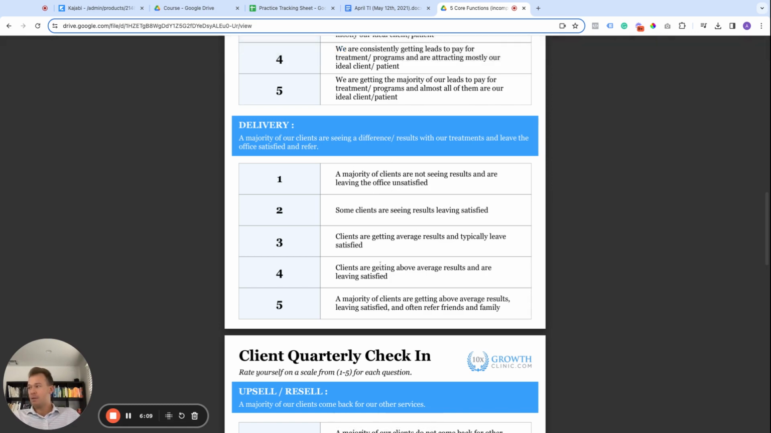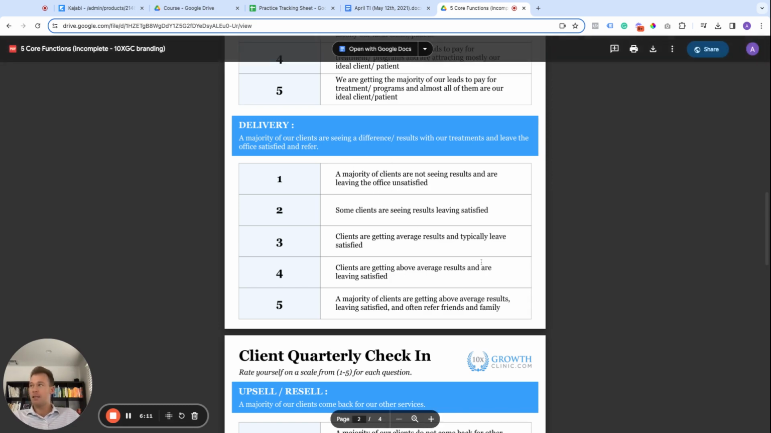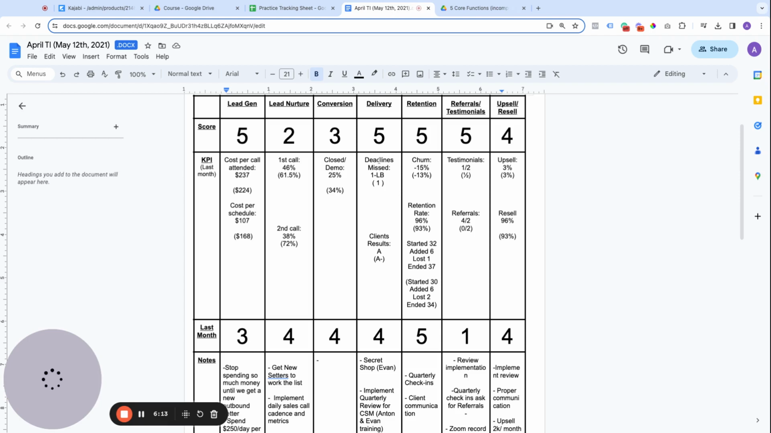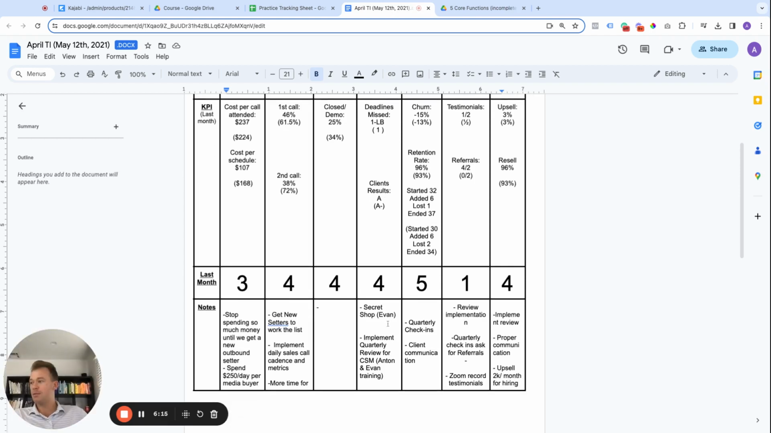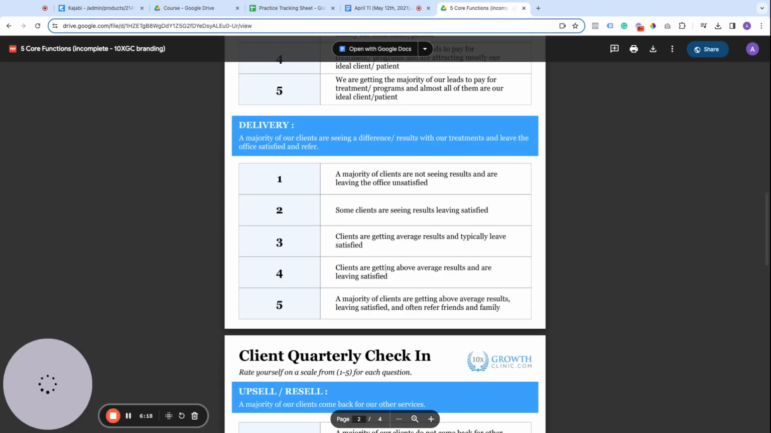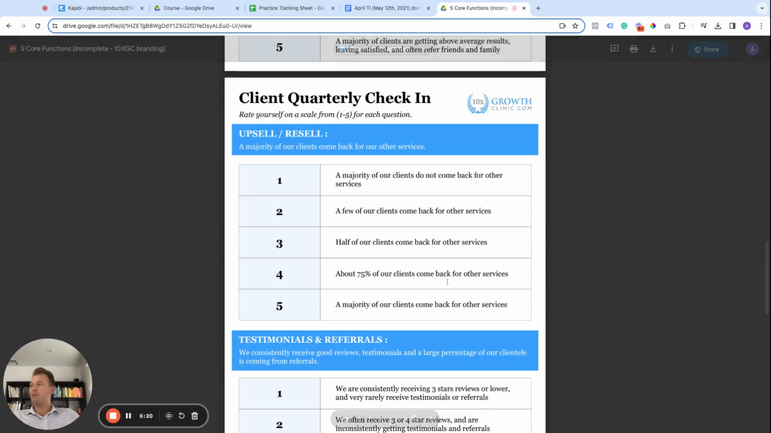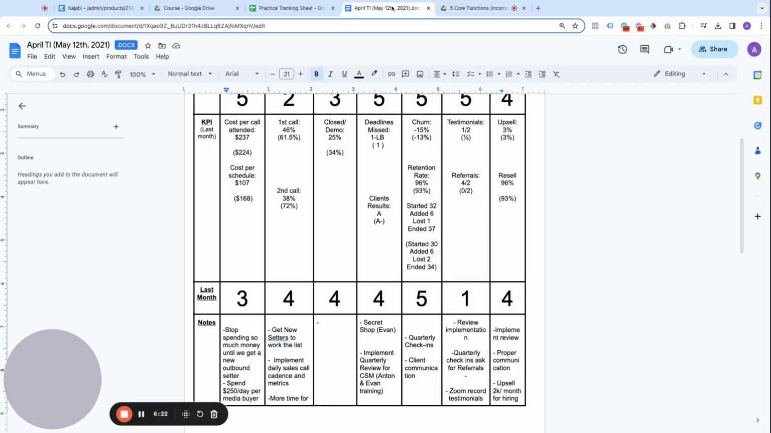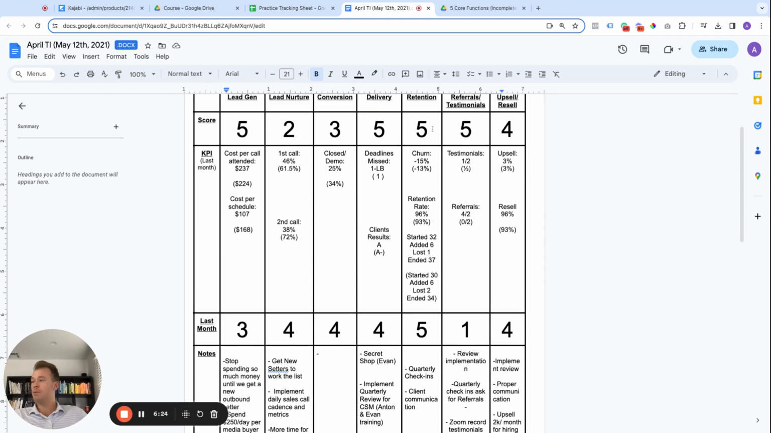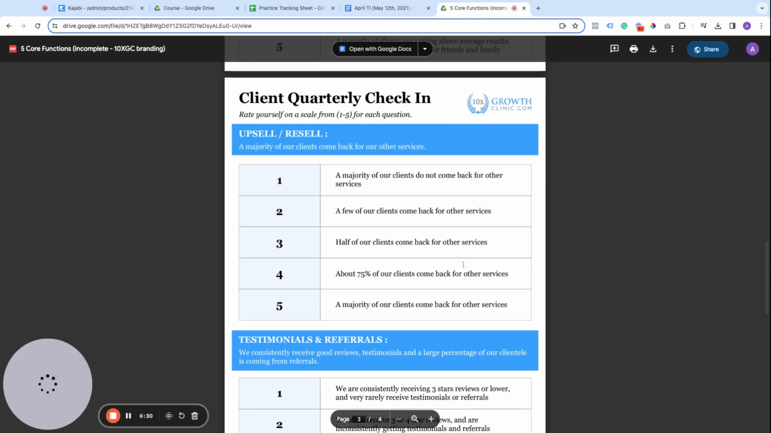And then grade yourself subjectively. How happy are your clients leaving the clinic? Ours was 5. People were pretty happy with us. Secret shops were doing well. Upsell, resell. Let's see here. We said we were 5. We weren't churning a ton. We had a 96% attendance rate. It's pretty good. Business is growing month over month.